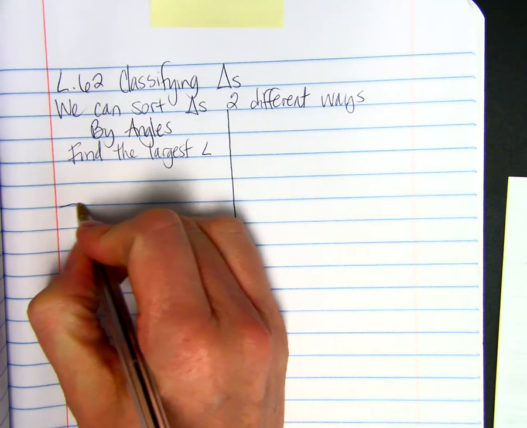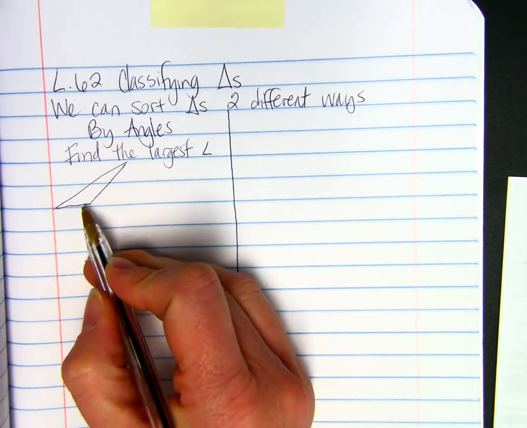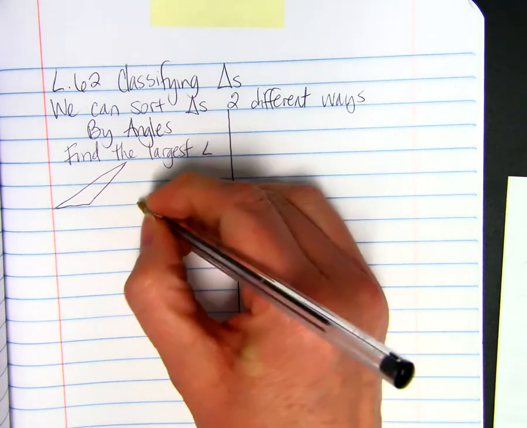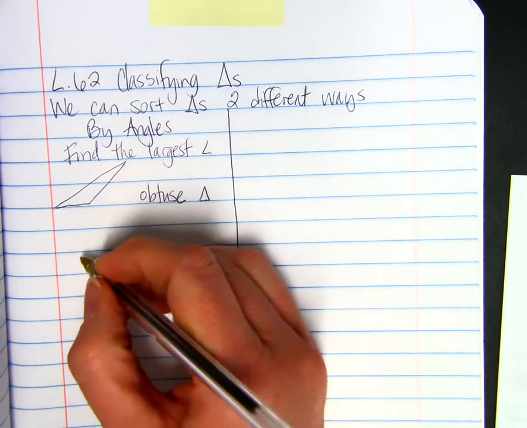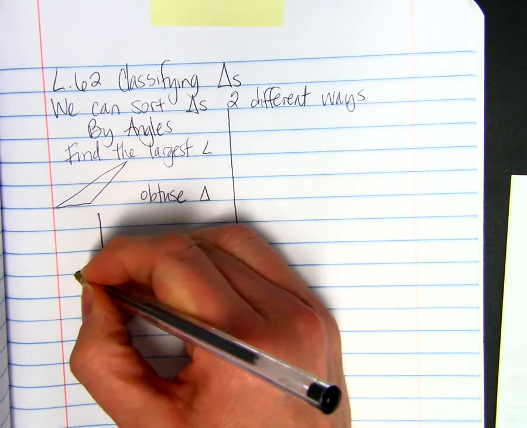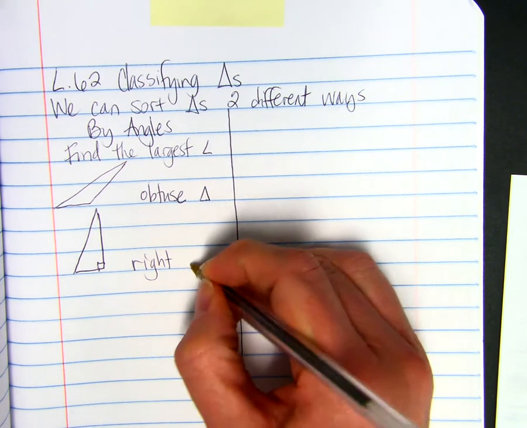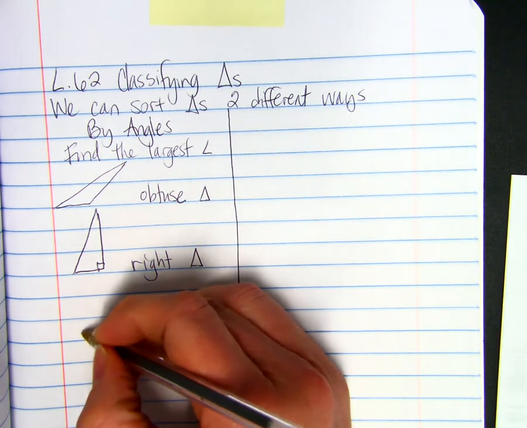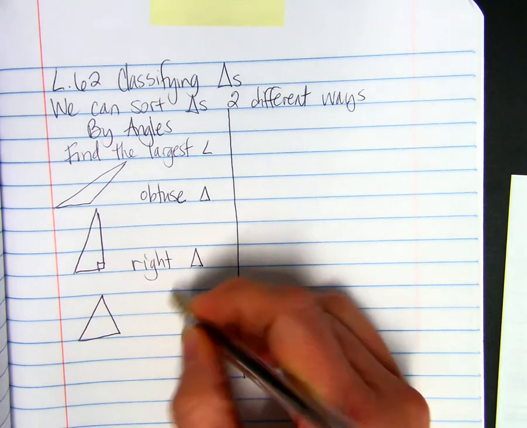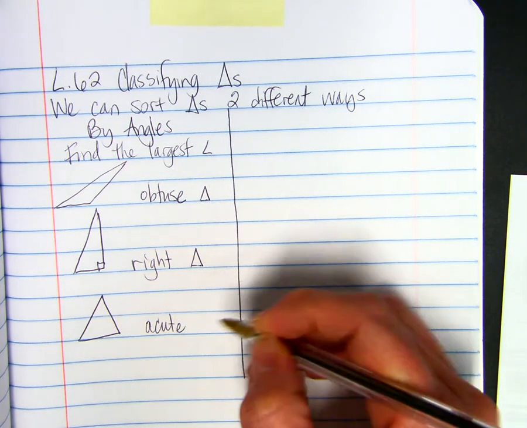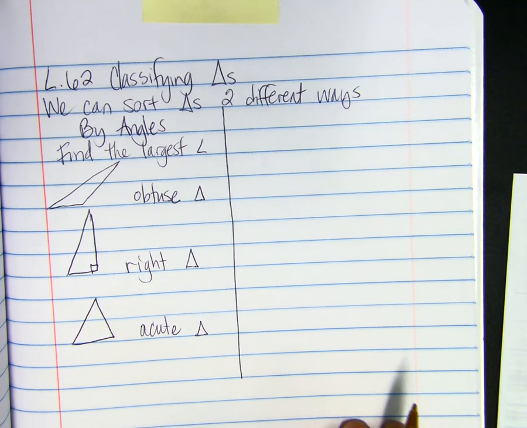If it is more than 90 degrees, so if you look at this, the biggest angle is obtuse. So this is an obtuse triangle. If the biggest angle is 90 degrees, it's called a right triangle. And then if the biggest angle is an acute angle or less than 90 degrees, it will be an acute triangle. So that's by angles.